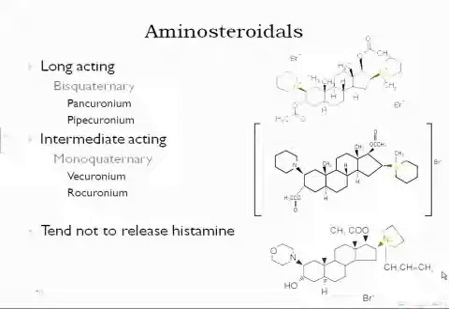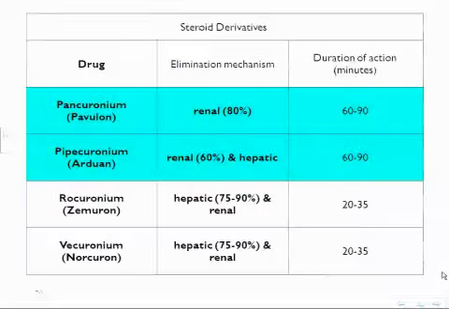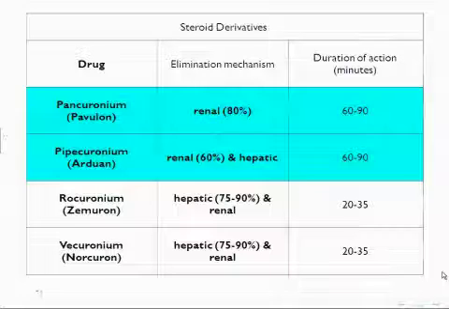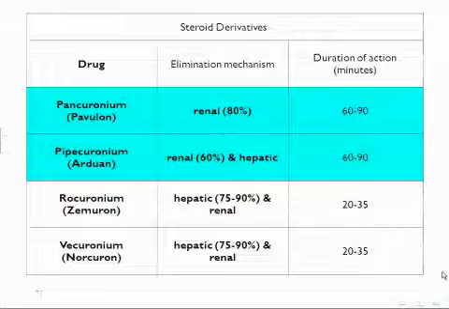Okay? The good thing about aminosteroidals is they don't tend to release histamine like you do with the benzylisoquinolones. You can see with rocuronium, which is the bottom one, it looks very, very similar to vecuronium. Okay? There are slight differences down here in the molecule, but it's very similar to vecuronium. Now, steroid derivatives, which are aminosteroidals, you have the way they're actually eliminated.